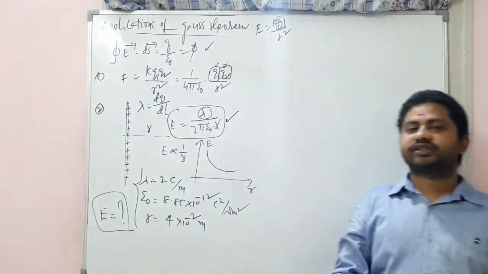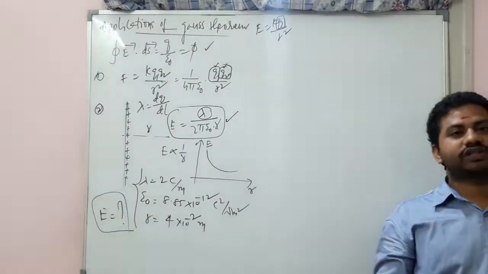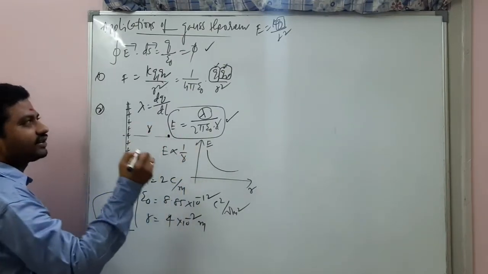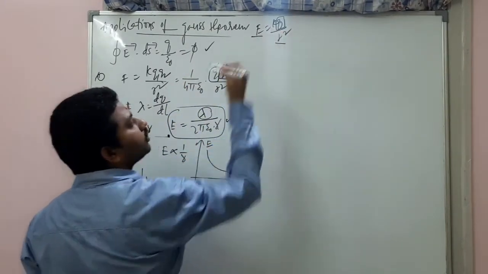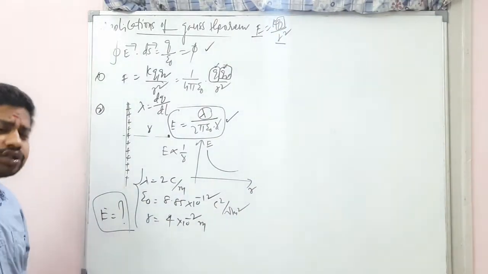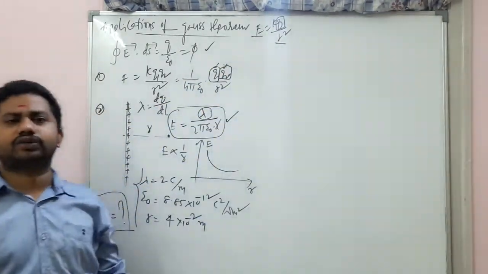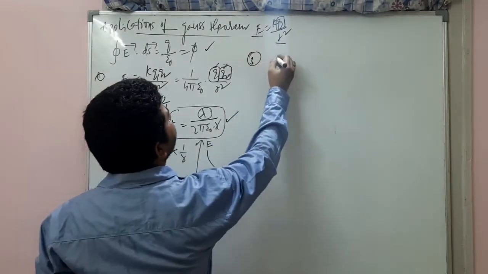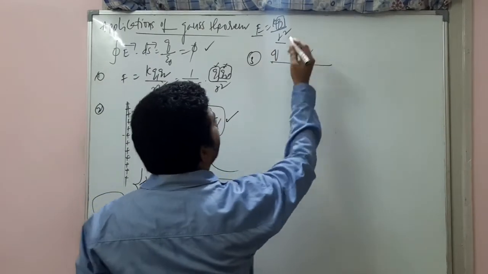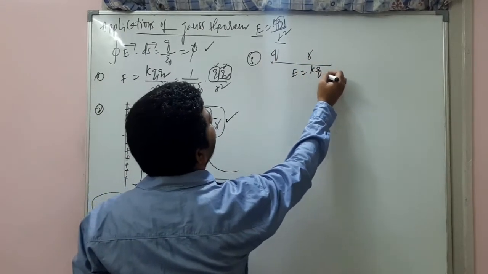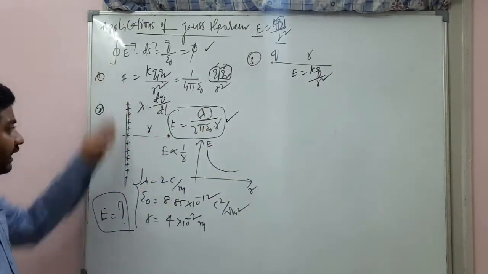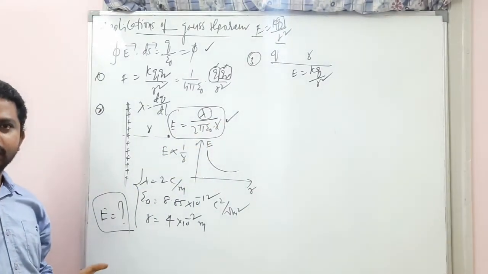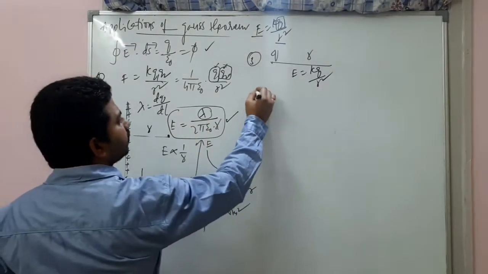In this way questions can be asked, or in the graph also questions can be asked. Most students will just think electric field is inversely proportional to r square. Yes, of course, that is due to the point charge. In the third case, there is a point charge q at a distance r, and electric field is kq by r square. For a line charge, electric field is lambda by 2 pi epsilon naught into r.